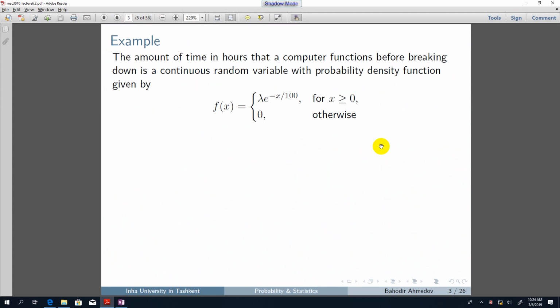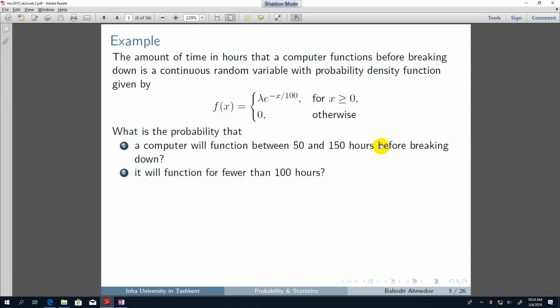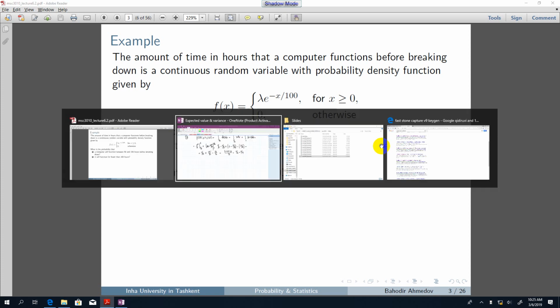Do you remember last time we started this problem? Did you solve this? Okay. So the idea is the same. First of all, we need to figure out what is the lambda. We can find the lambda by integrating this function from minus infinity to plus infinity, right? So let's just evaluate the lambda for this example.